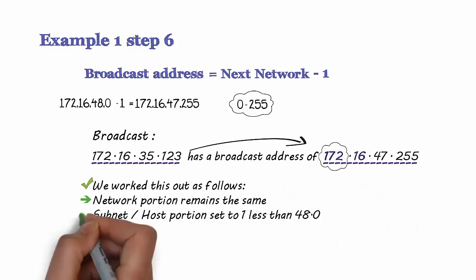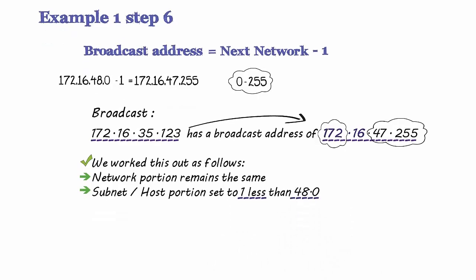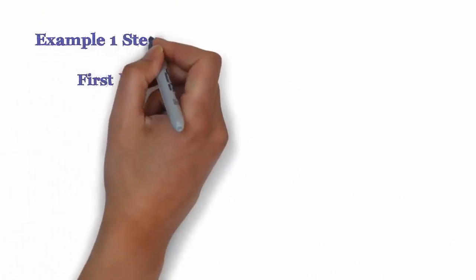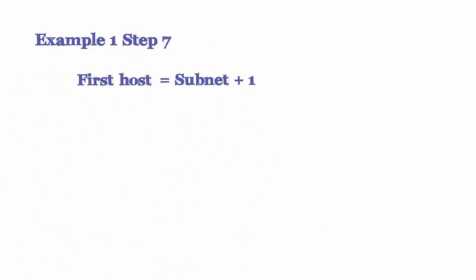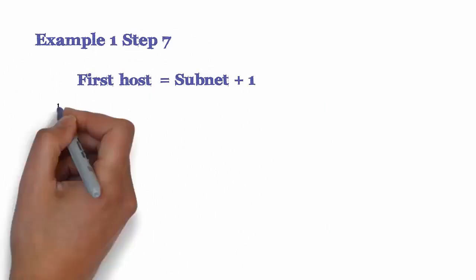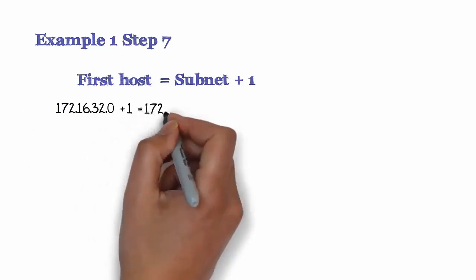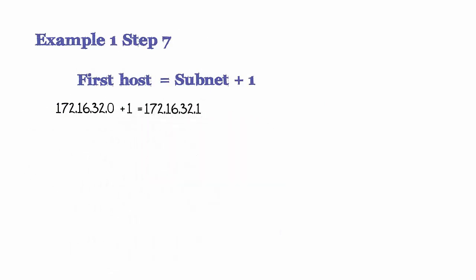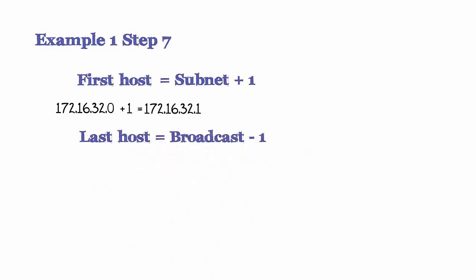We worked this out by leaving the network portion the same, in other words, the first 2 octets in blue, and then the subnet and the host portion is set to 1 less than the next network, which in this case is 48.0. To work out the first host in the same subnet, take your subnet and add 1 to it. So the subnet that we've worked out is 172.16.32.0, and if you add 1 to that, you get 172.16.32.1. The last host is equal to the broadcast address less 1.